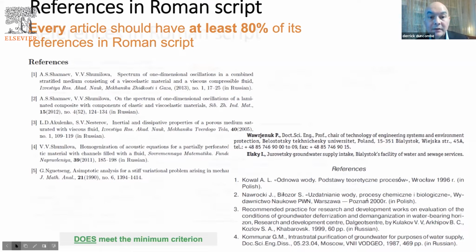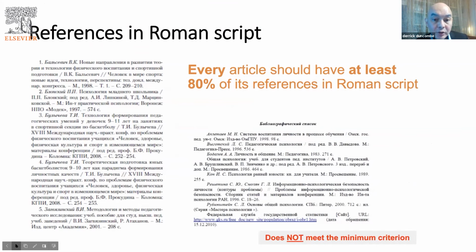Now, next slide. Next slide shows you that this thing here, if you look very closely, you may think it looks like English, but when you look closely, it's actually Russian, right? So every article should have at least 80%. This does not meet it because it's less than the 80%. Okay, it doesn't meet the criteria. Hope this explains it. Next slide.